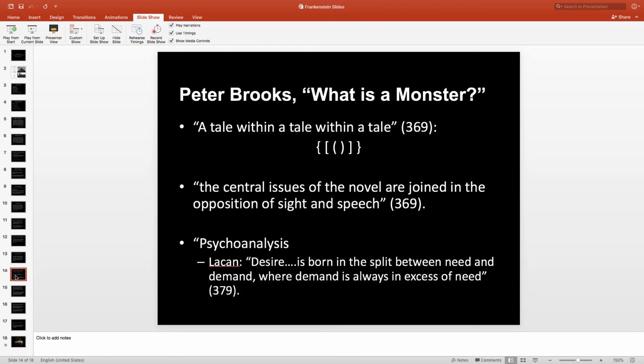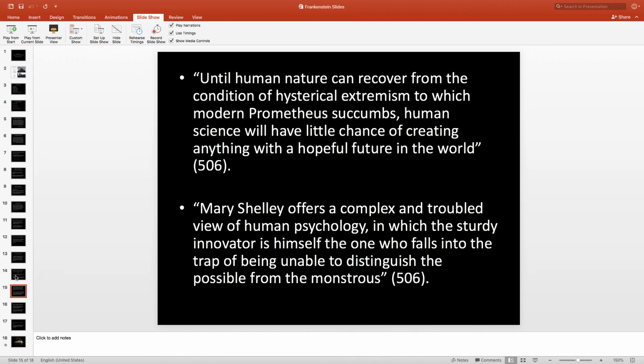The creature is extremely eloquent and persuasive and speaks beautifully, which contrasts with a lot of the images of Frankenstein we see today, in which he is treated as monstrous. Brooks argues that Shelley offers a complex and troubled view of human psychology, in which the sturdy innovator is himself the one who falls into the trap of being unable to distinguish the possible from the monstrous, and this is something that Victor struggles to do.